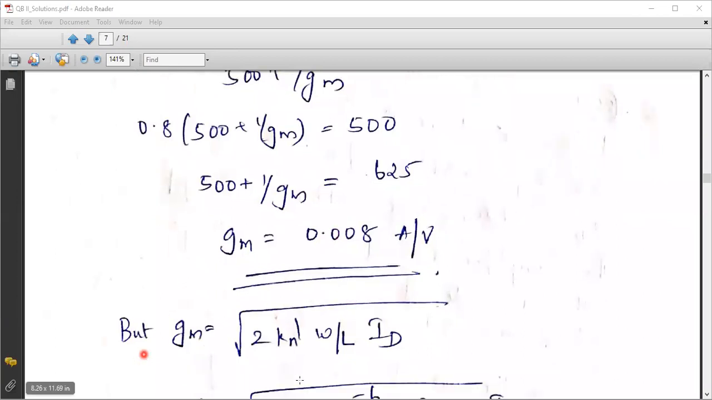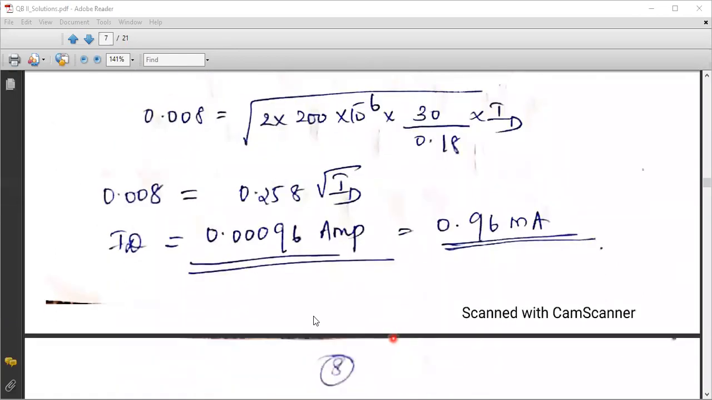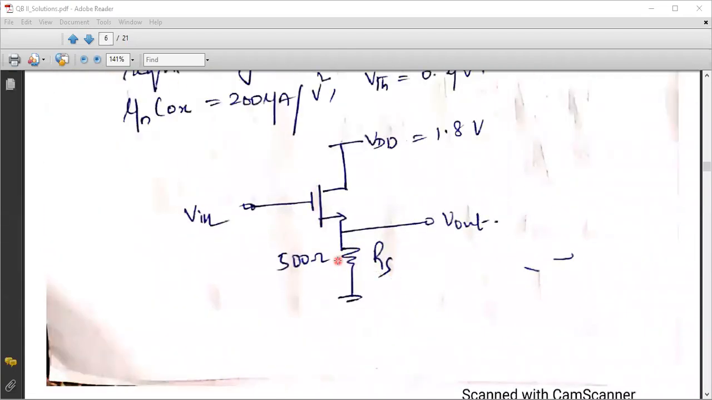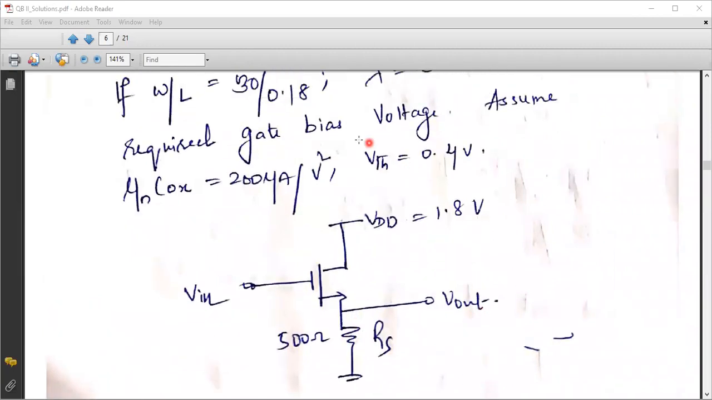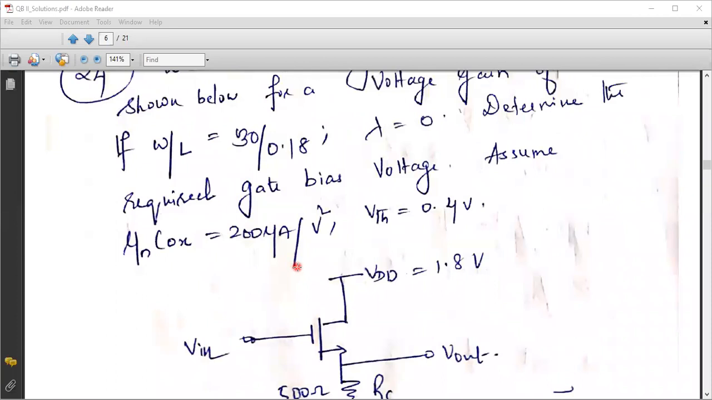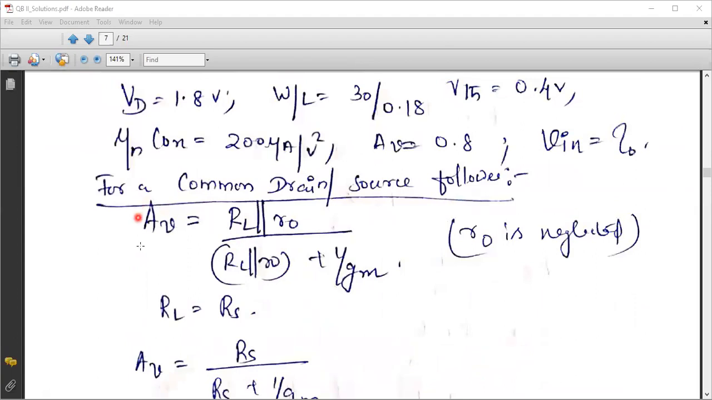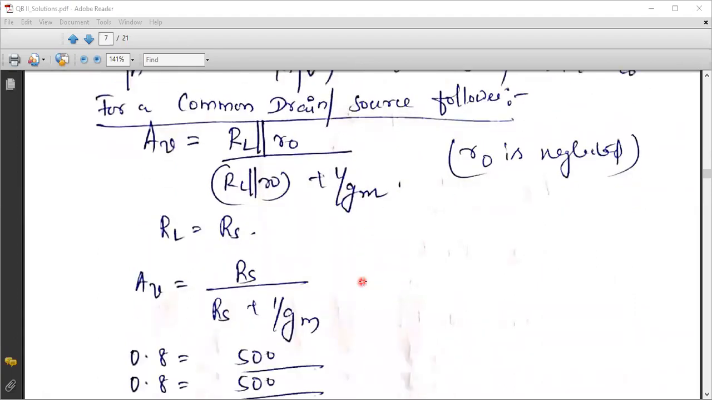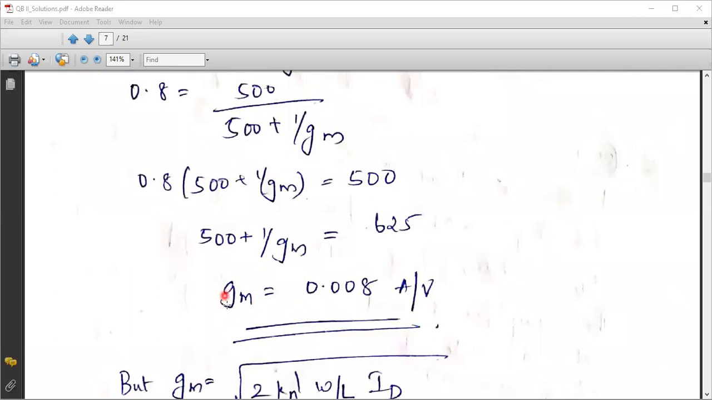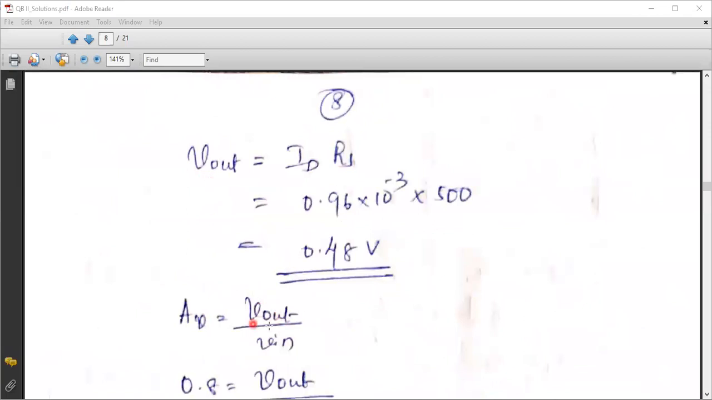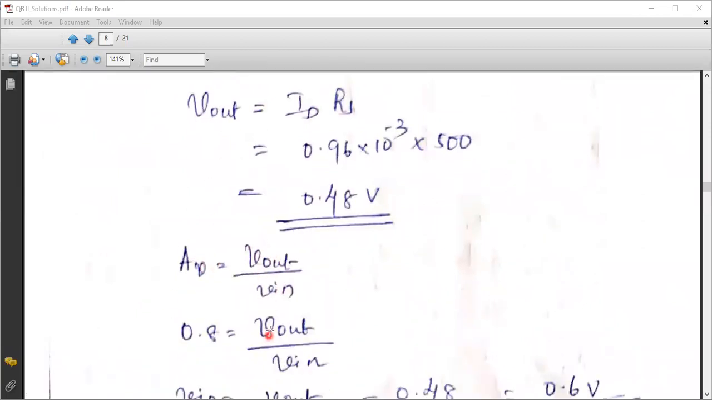Once you find GM, you can make use of the general equation of GM and find the drain current ID. After that, once you solve for ID, then ID into the resistance RS is nothing but your V out. And if you know V out and the gain which is given in the question, obviously you can solve for V in. So that is the step. So take down the steps. First, pick out the general expression for AV and solve for GM. By making use of GM, solve for ID. By making use of ID, solve for V out. Then once you know V out and AV, substitute and find V in.